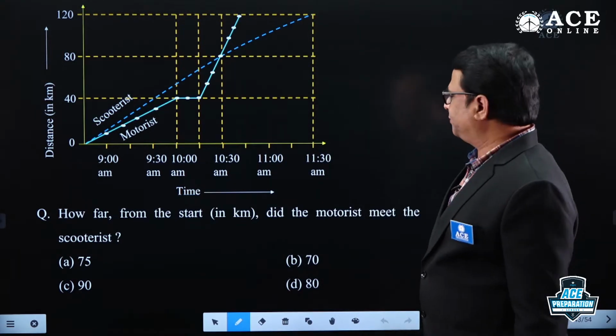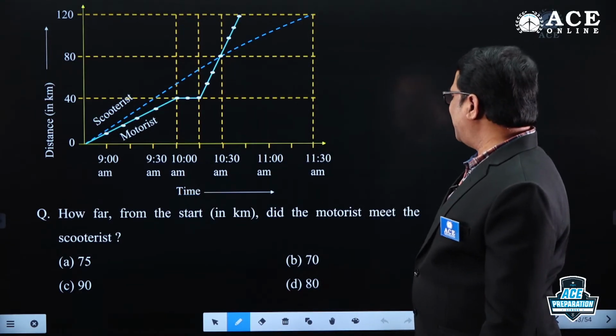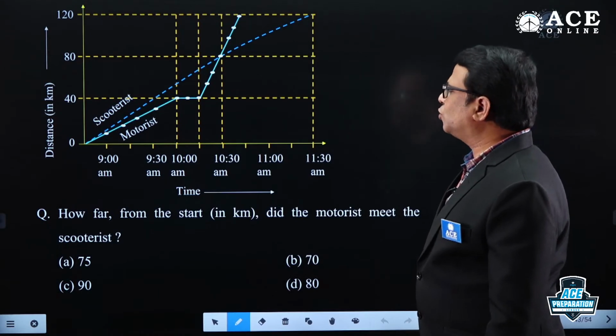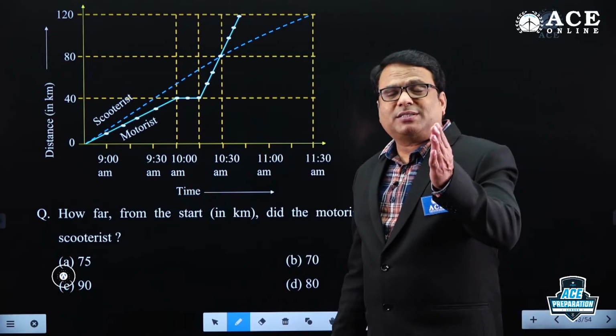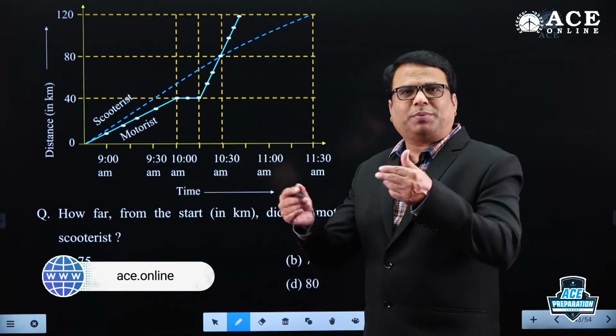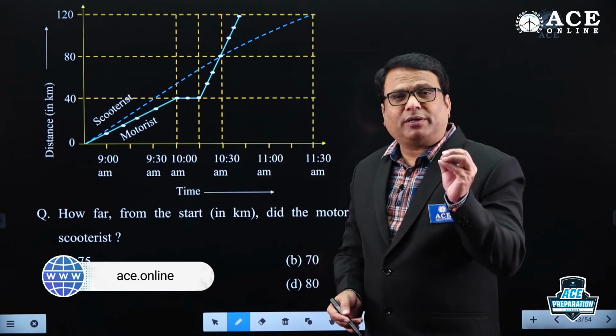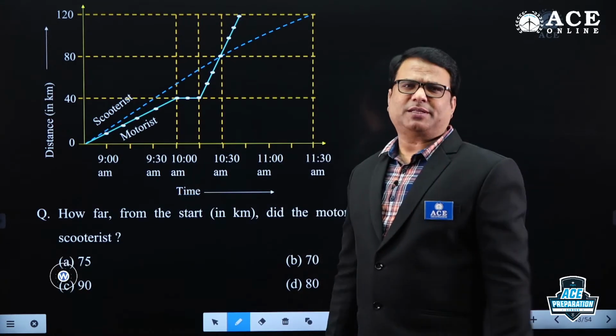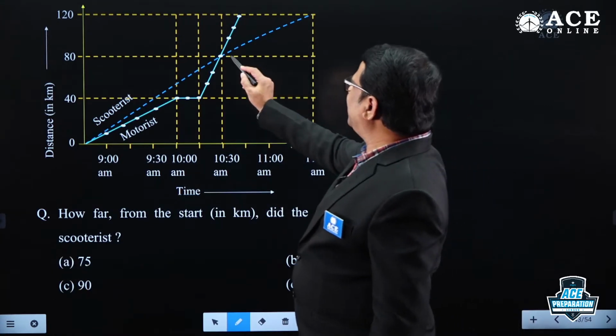Now, the next question. How far from the start did the motorist meet the scooterist? At what distance from the start are these two persons meeting? That is the question. Both of them are meeting at this point.